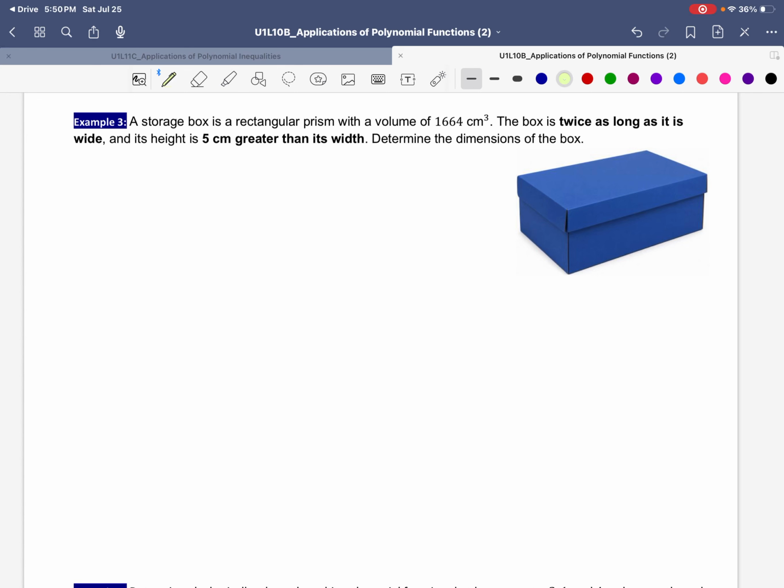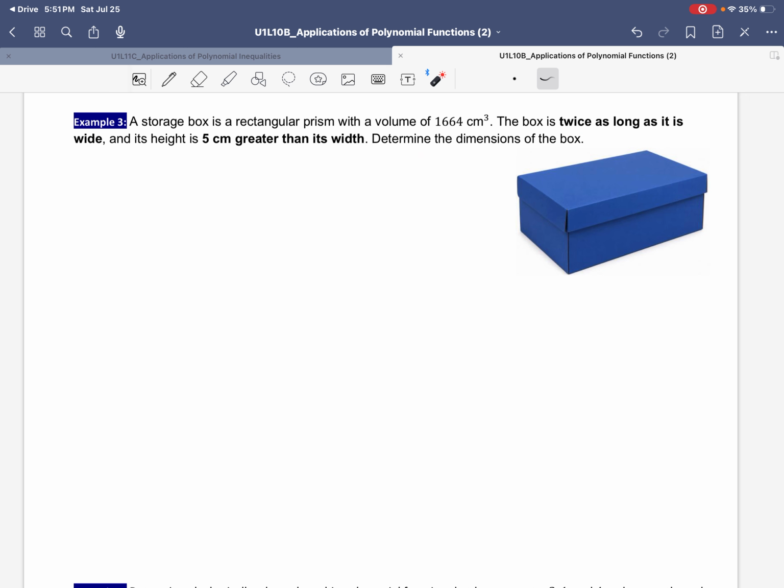We are now ready to walk through example 3 on applications of polynomial functions. Let's begin by reading the problem together. A storage box is a rectangular prism with a volume of 1664 cm³. Now the box is twice as long as it is wide, and the height is 5 centimeters greater than the width. So determine the dimensions of the box.